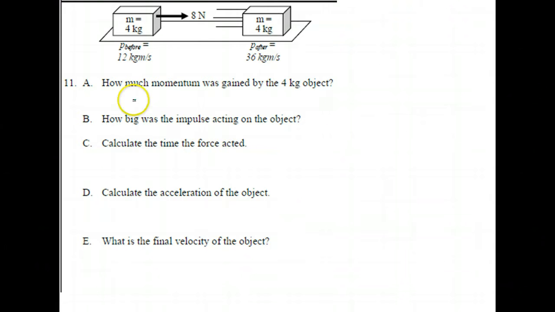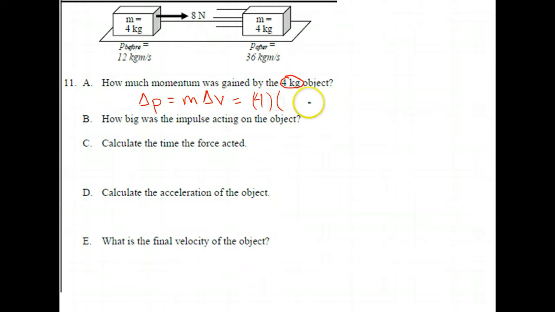So now here we've got an object, and it gains momentum. It says how much momentum was gained by the 4 kilogram object. So we have before and we have after, and it was pushed with an 8 Newton force. So how would we figure out how much momentum was gained? Yeah, we need to know change in momentum, which is mass times change in velocity. Do we know the mass of the object? Yep, right here. 4 kilograms.